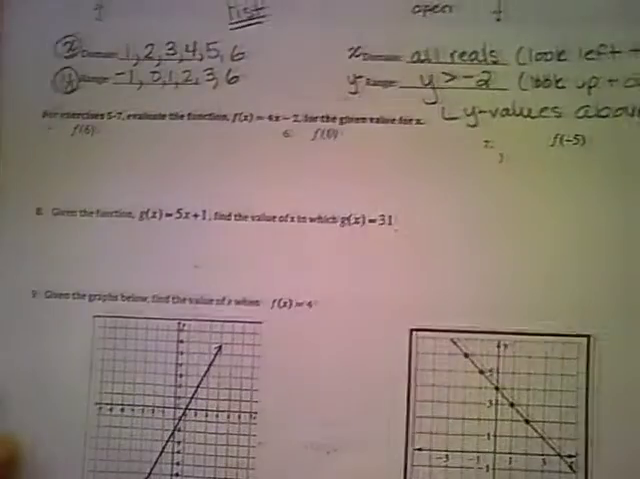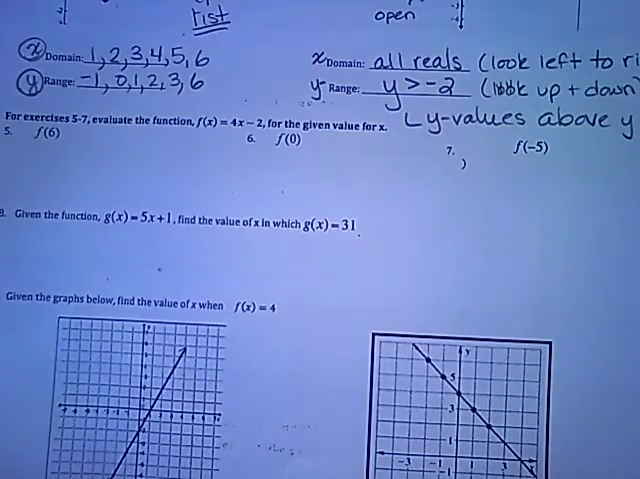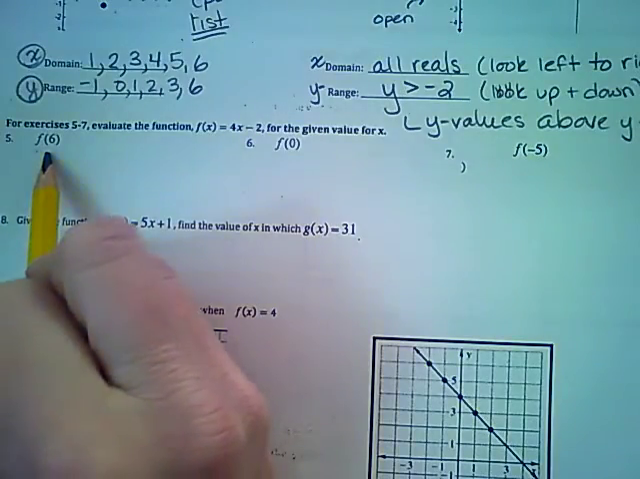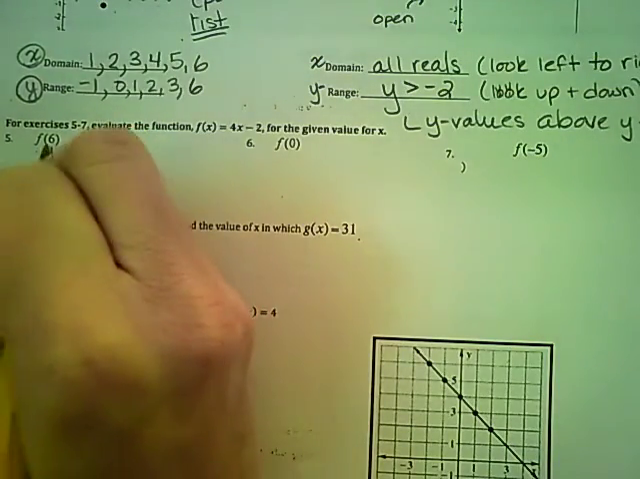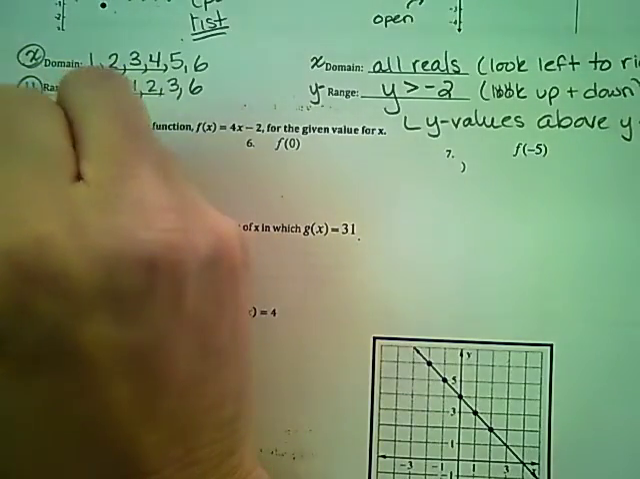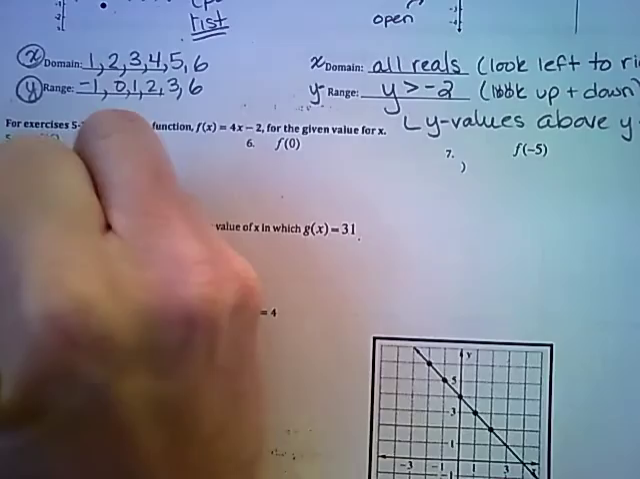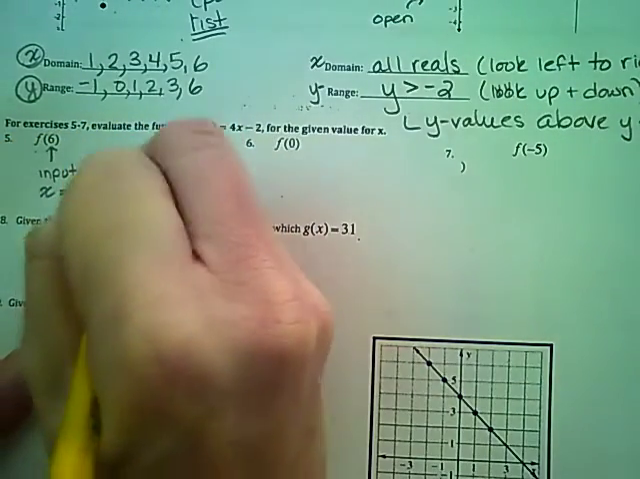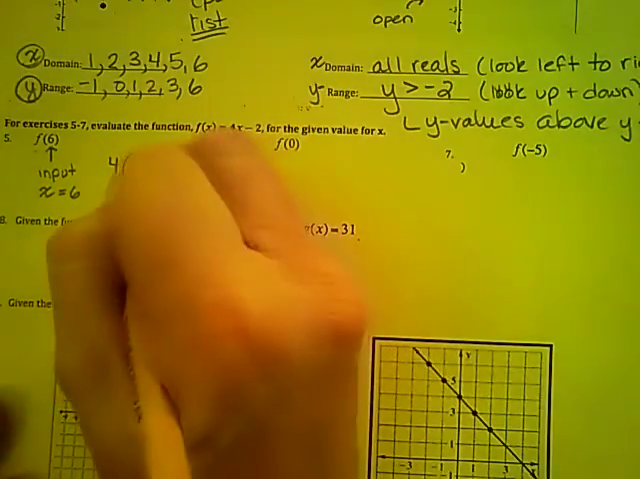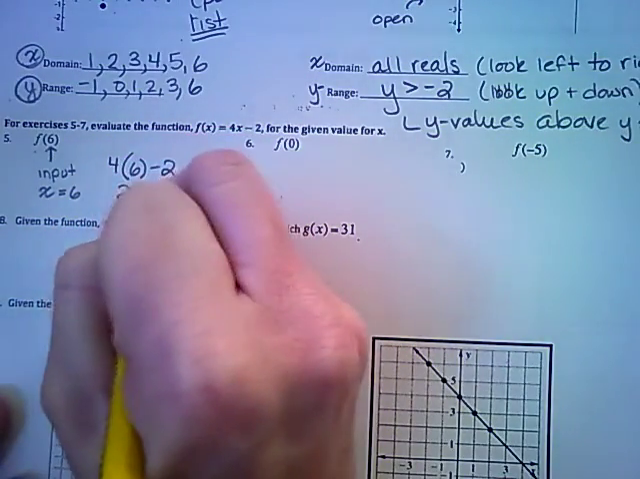Okay. Next. Number 5. Evaluate the function f of x equals 4x minus 2 for the given value of x. Here's f of 6. Is this an input or an output? Is it in the parentheses or outside of the parentheses? In. This is your input, which means x is 6. So you're just going to do 4 times 6 minus 2. You're putting 6 into the function. 4 times 6 minus 2 is 24, take away 2, which is 22.